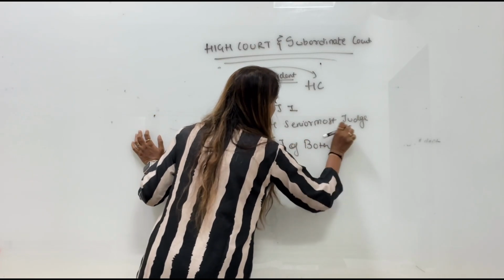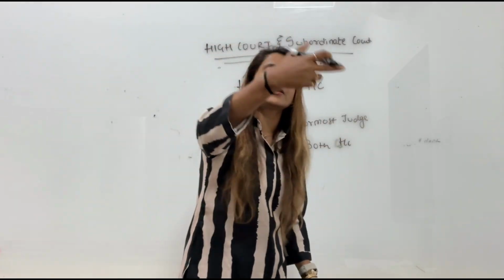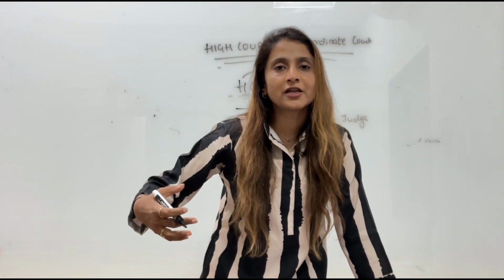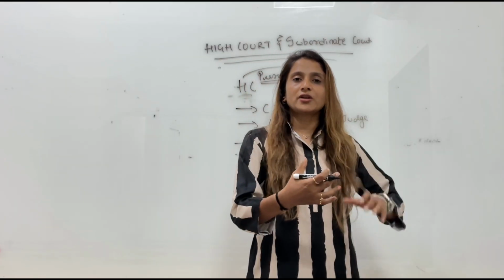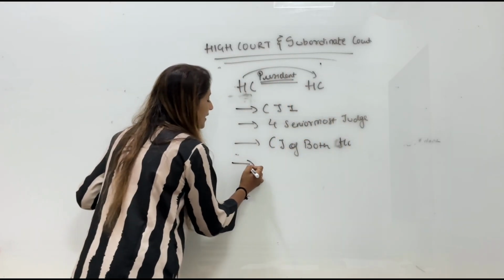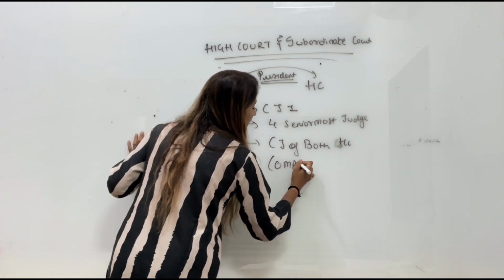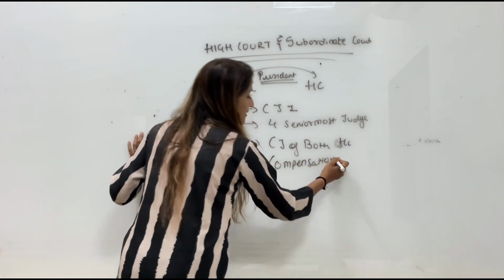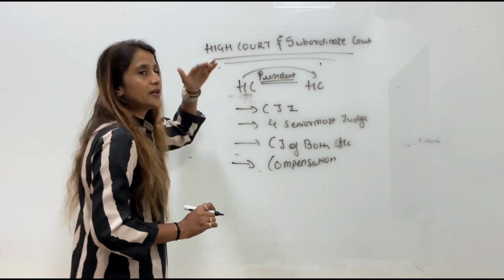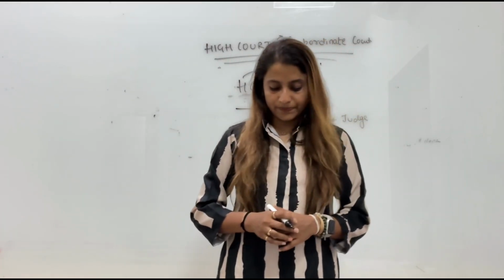What do you mean by both the High Courts? The High Court from where he is transferring and the High Court to where he is transferring. He will consult the CJ of the High Court from where he is transferring, and he will consult the CJ of the High Court to where he is transferring. And of course, a judge who is getting transferred should be given enough extra compensation allowance. So these are the 4 conditions which should be fulfilled before transferring a judge from the High Court of one state to the High Court of another state.